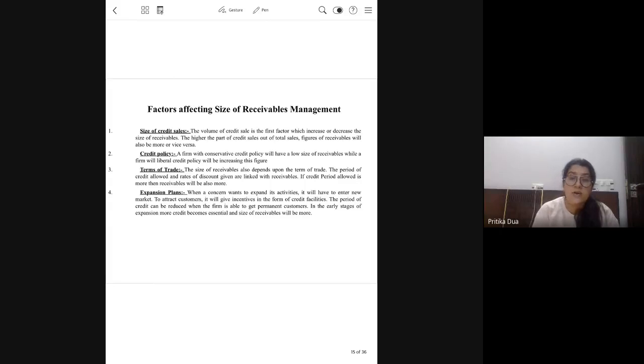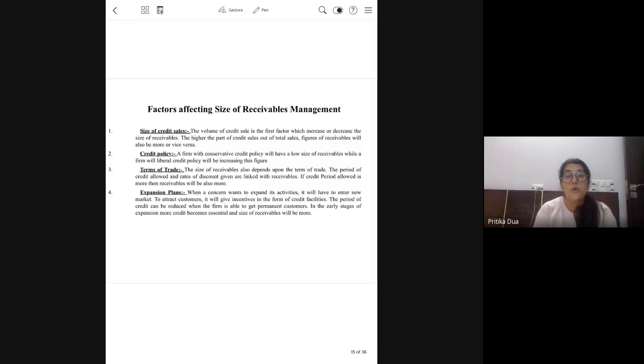Next is credit policy. Now, within the same industry, different firms might have different approaches to credit sales. Some firms might have a very liberal credit policy, while others may have conservative credit policy, and hence the size of receivables would be dependent on the same. Then terms of trade, again क्या नॉर्म फॉलो हो रहा है इंडस्ट्री में, उस पे आपका रिसीवेबल्स का साइज डिपेंड करता है.